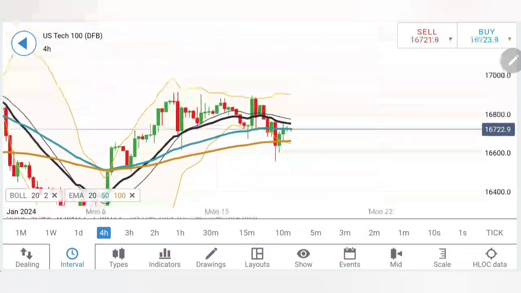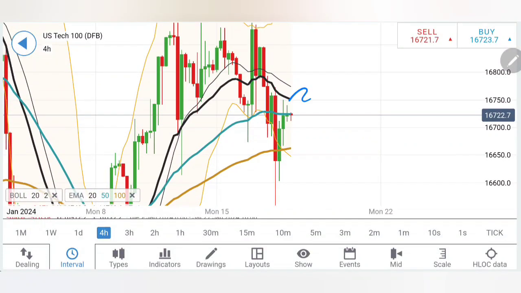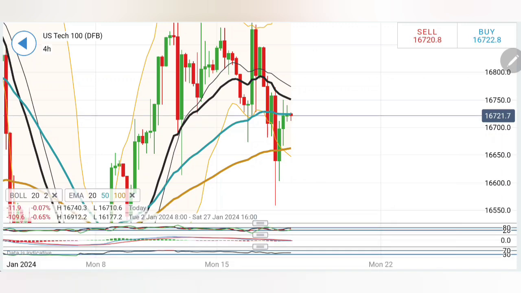On the 4-hour chart, similar observation, consolidation going on, neither willing to break nor willing to rise. It is staying within the zone, staying above 16,750, 760 is the confirmation of the bulls.